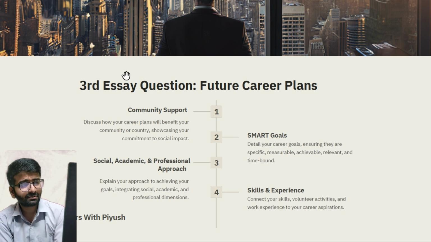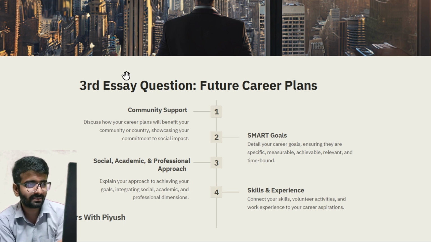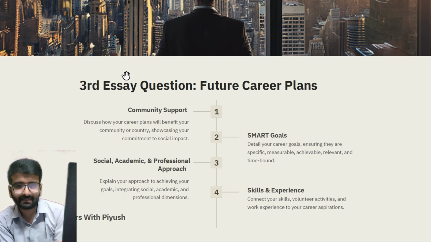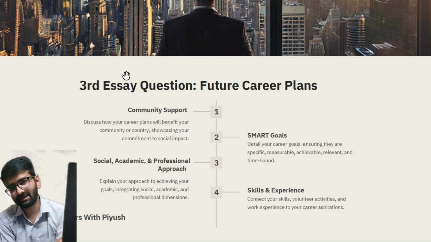Now, number three is social, academic, and a professional approach. So this is going to be a very short paragraph that will comprise everything, a very brief gist of your academic, professional, and even your social background as well. So how everything around you has conspired you to work around your academic goals, professional goals, and how all of this will fall into place for a better future of this entire world.